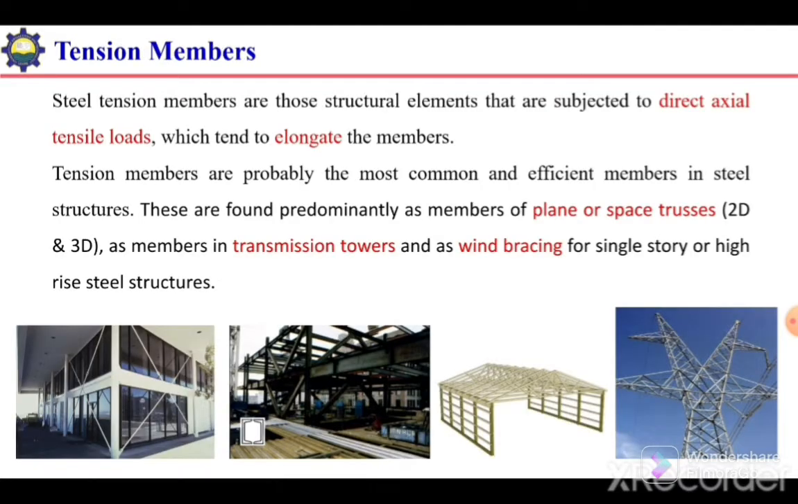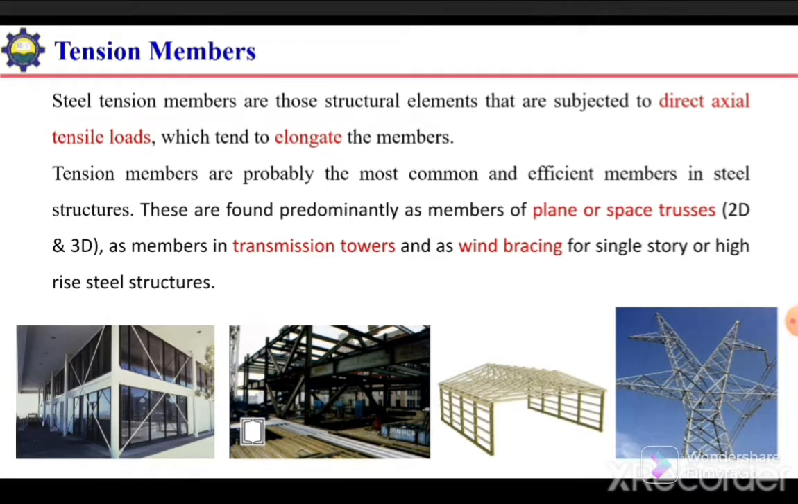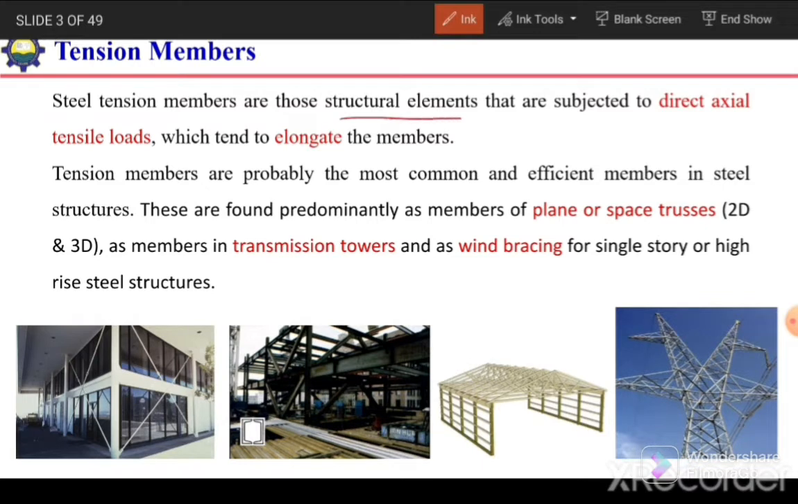First of all, tension member. So steel tension members are the structural elements that are subjected to direct axial tension load, and they tend to elongate under the application of tensile force. So tension members are probably the most common and most efficient member in steel structures.